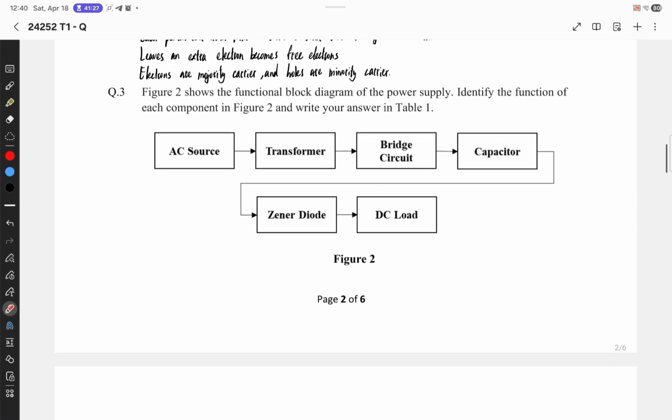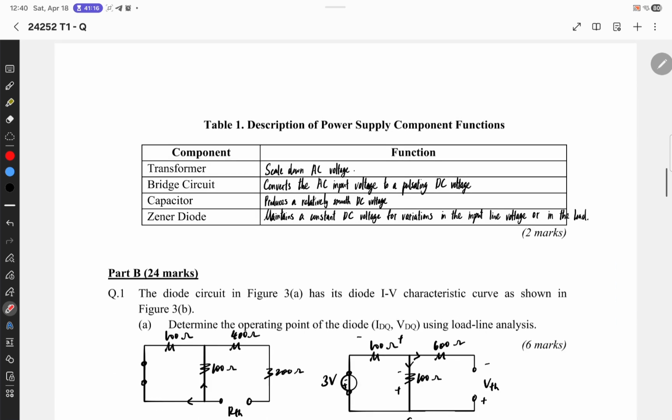And the third question, identify the function of each component in figure 2 and write your answer in the table. So the function of the transformer is to scale down the AC voltage, then the bridge circuit converts the AC input voltage to pulsating DC voltage. The capacitor produces a relatively smooth DC voltage. The Zener diode maintains a constant DC voltage despite variation in the input line voltage or in the load.